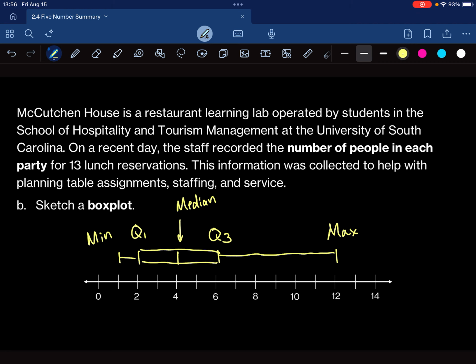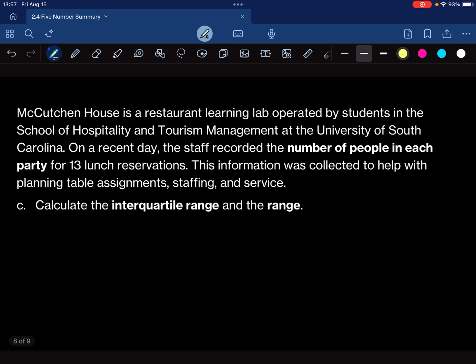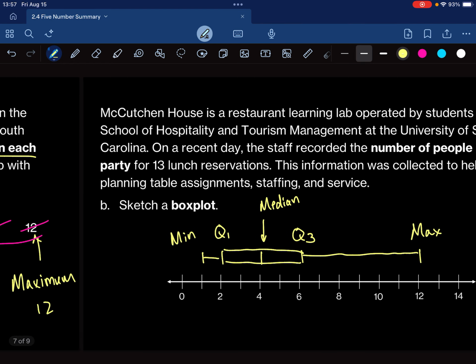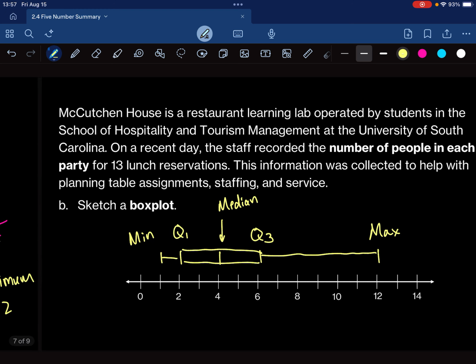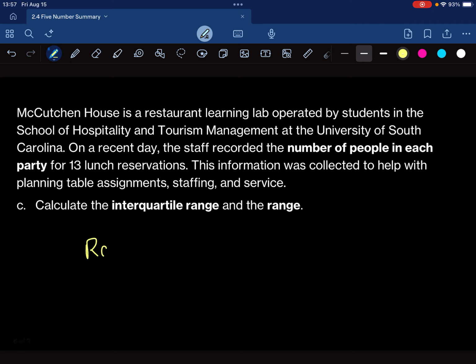lunch reservations. The last thing I'm going to do is calculate the interquartile range and the range. Again, you can pause the video here and try these on your own. Now I'm going to go back and say, in order to do the range, I need to know what the maximum and the minimum were. So the maximum was 12, the minimum was 1. So the range, again, is max minus min. So it is 12 minus 1, which is 11.